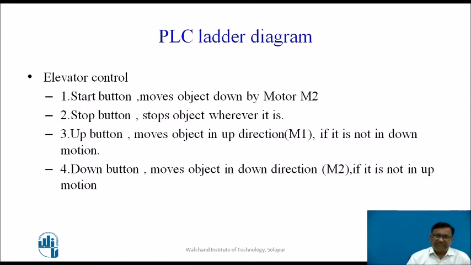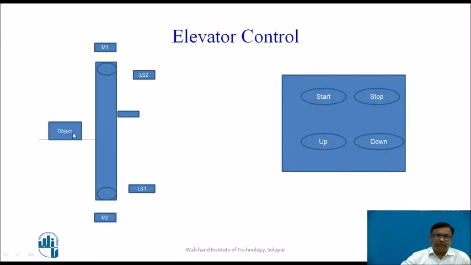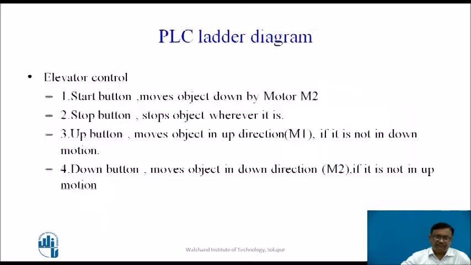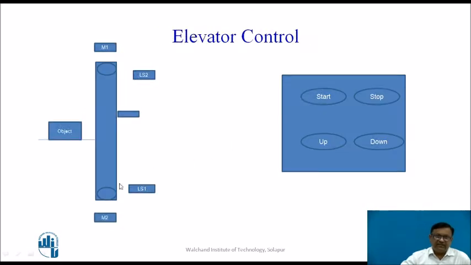There are different steps involved in this operation. There are 4 steps noted down here. First one is the start button. When we push the start button, the object moves down by M2. So this object is moved down by motor M2, and to make it go down, it should rotate in the anti-clockwise direction. Remember this. The stop button stops the object wherever it is. That means the moving object should stop wherever it is after we push this stop button.